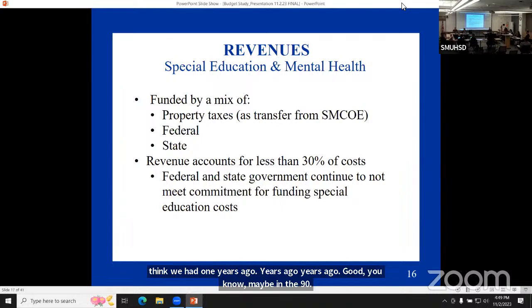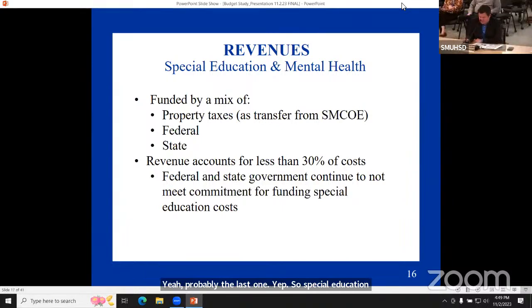So special education, as I noted, is about 40% of our overall budget. The revenue, 20% or about 40 million. A little over 40 million. That was a really good catch. Thank you. The revenue for that is a three-legged stool, a mix of property taxes, federal and state revenue. The revenue accounts for around 30% of the costs of those services. And that's really due to the federal and state governments continuing not to meet their commitment for funding special education costs.